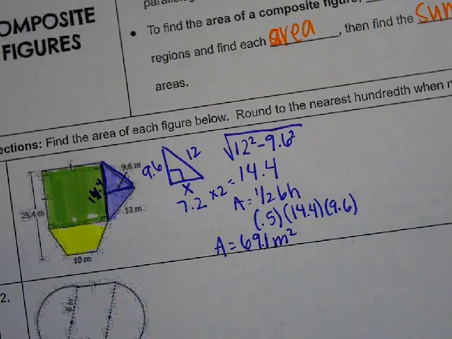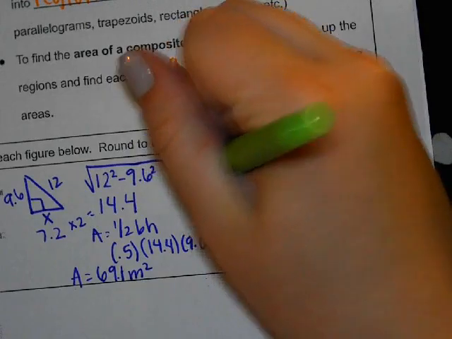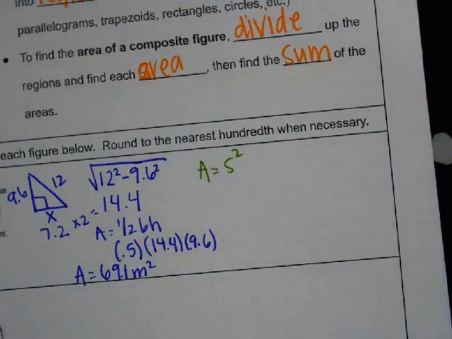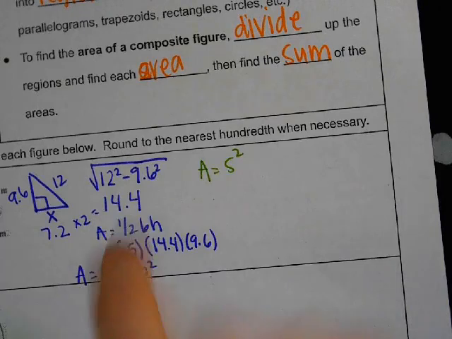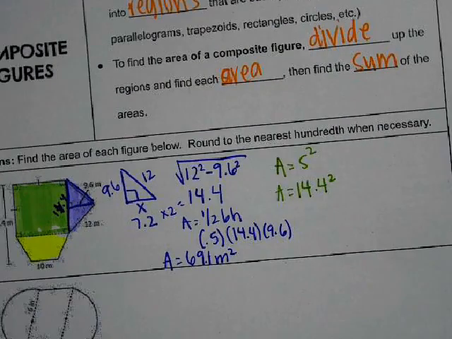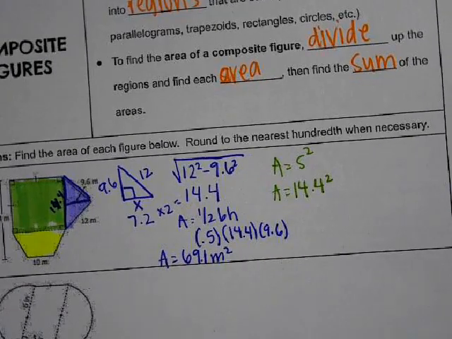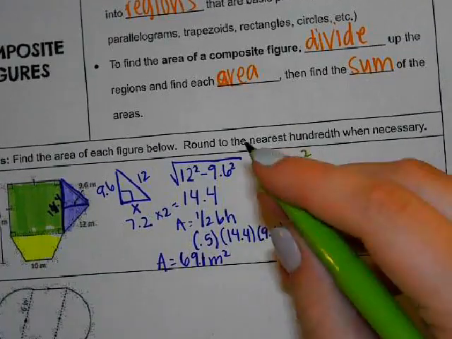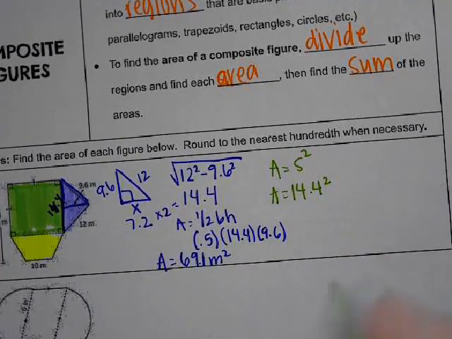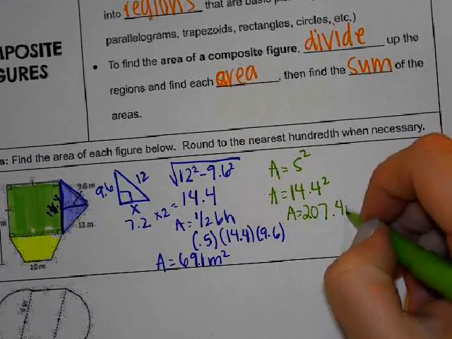Now, the square is the next easiest because I've got one side now. So now that I've got that one side, I know a square is just side squared. That side was 14.4. So I'm just going to say 14.4 squared, same thing as saying 14.4 times 14.4. That would give me 207.4 meters squared.